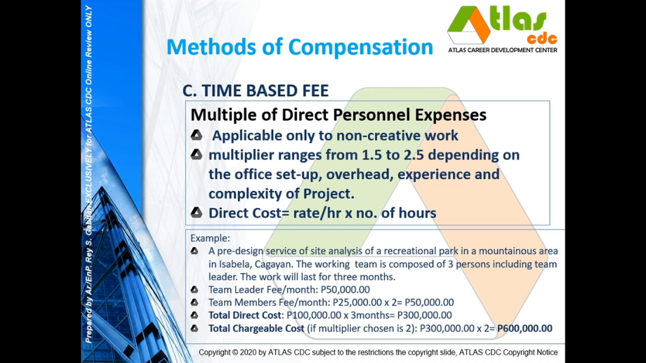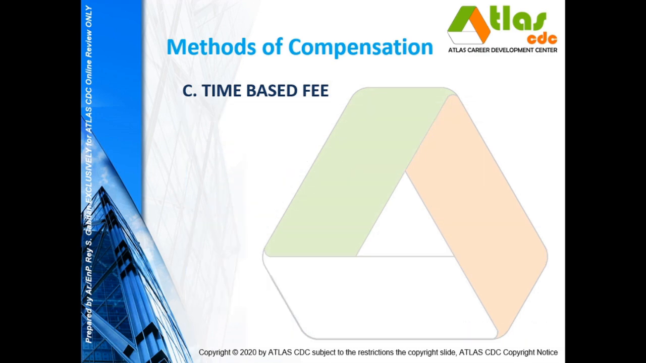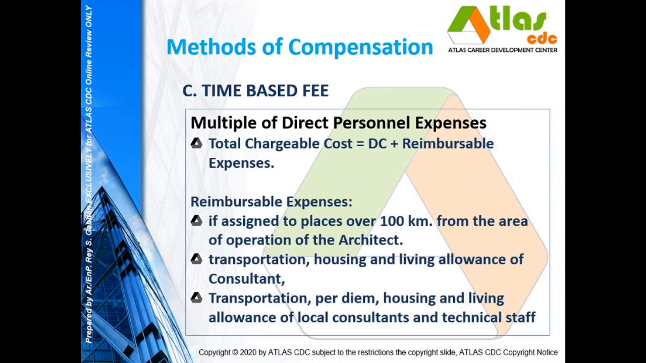It would mean that there is an additional 300,000 pesos from the direct cost. Yung 300,000 pesos na yon will cover for your other expenses, operational expenses, office, including profit. However, there are other expenses that is not included there, and you have to reimburse it to your client. So this is the reimbursable expenses. Whatever is your chargeable cost kanina, 600,000 plus reimbursable expenses.